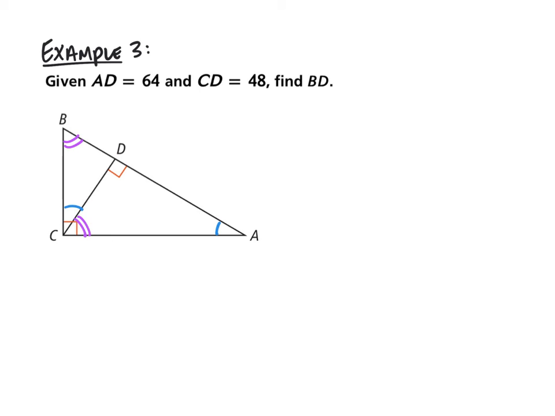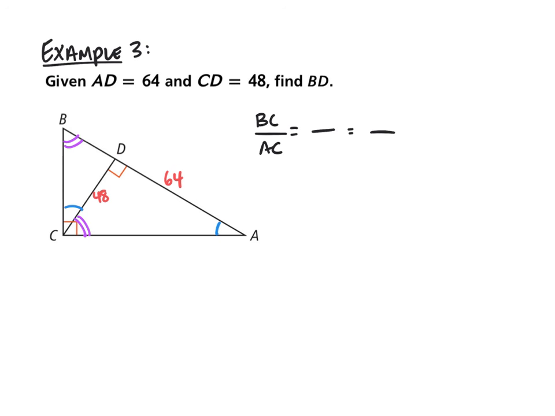Let's put our values. AD is 64 and CD is 48. And so now what we want to do is, again, we're trying to find BD right here. But let's look at these two triangles and let's set up our ratios. Let's put the smaller triangle's side lengths on the top and the bigger triangle's side lengths on the bottom. So first I'm going to take the hypotenuses of each. Hypotenuse of small triangle is BC. Hypotenuse of medium triangle is AC.